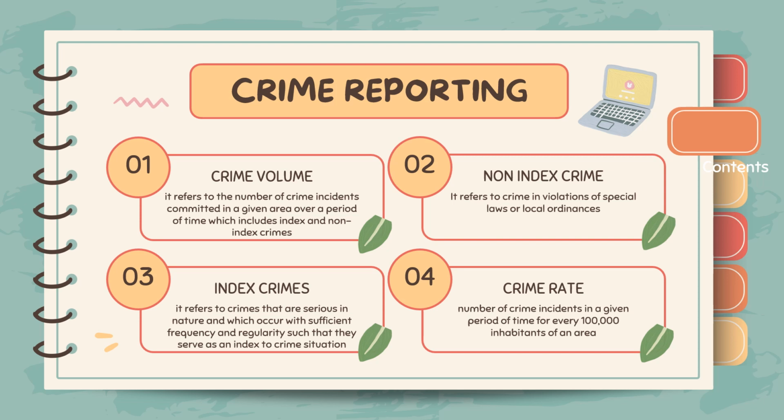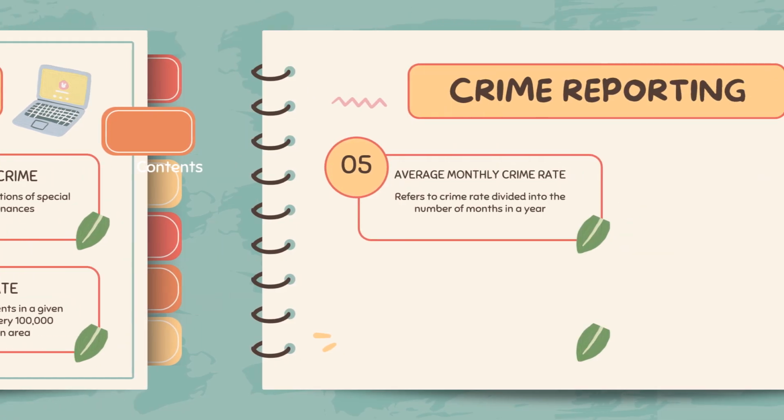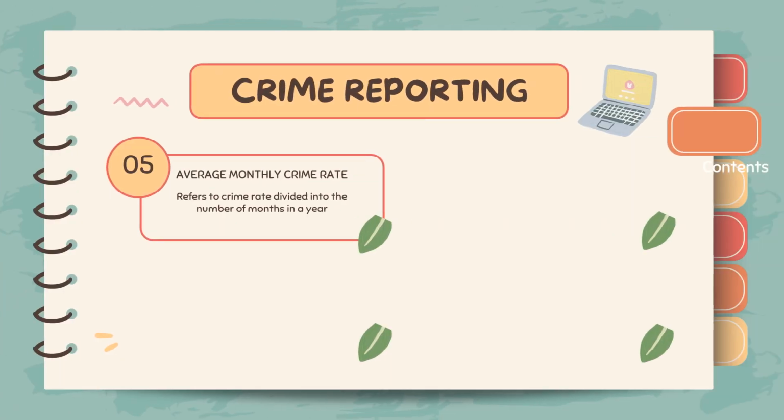So crime rate, on the other hand, is the number of crime incidents in a given period of time for every 100,000 inhabitants of an area. We have average monthly crime rate, which refers to the crime rate divided by the number of months in a year.